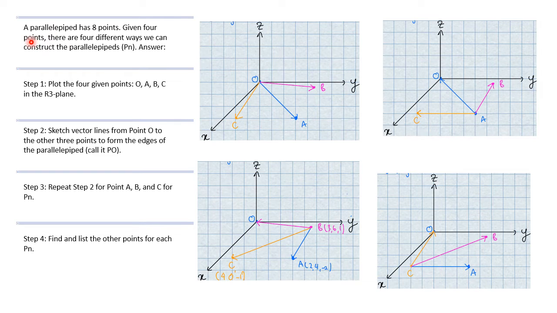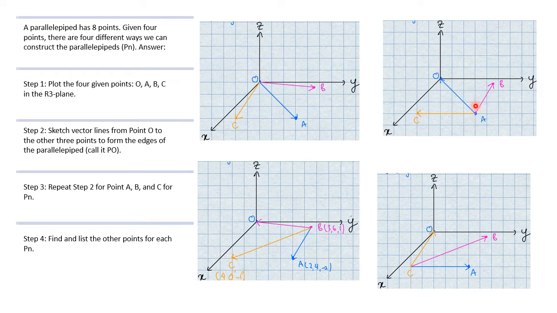Step 2. Because a parallelepiped has 8 points, we need to find the 4 other points. So step 1, we've done it, plot the points, and then step 2, we're going to sketch vector lines from point O to the other 3 points to form edges of the parallelepiped. So we're going to call this first parallelepiped PO, using the short notation PO, PA, PB, PC, and so on for each parallelepiped.